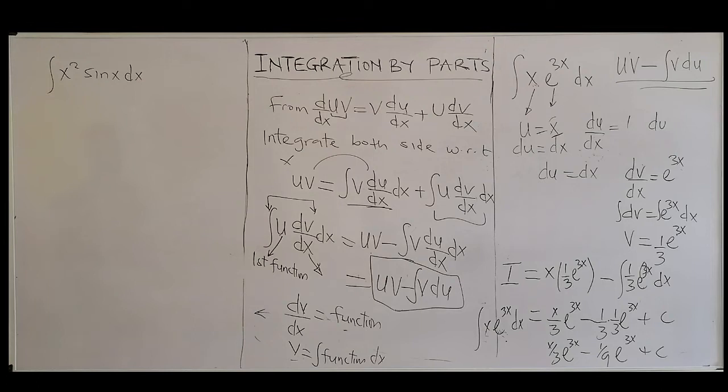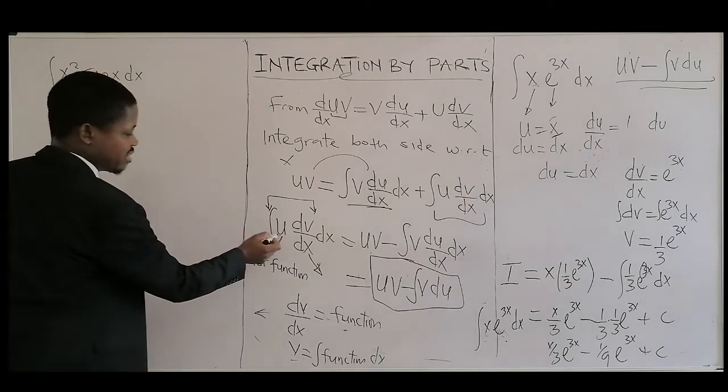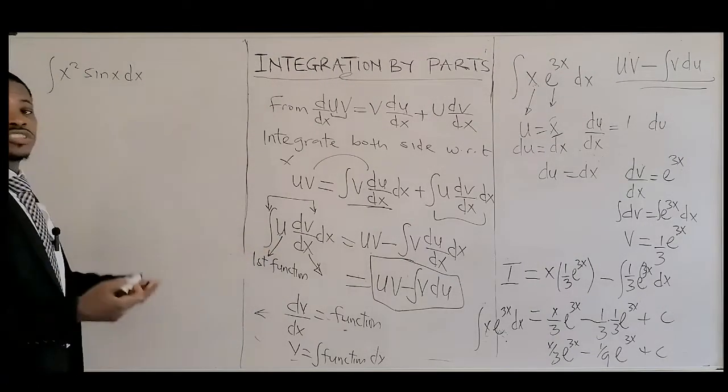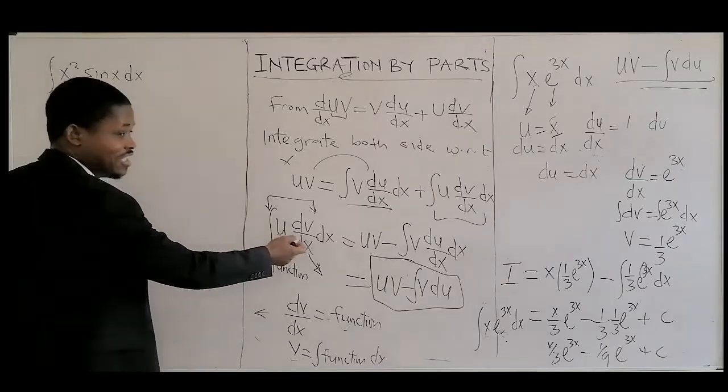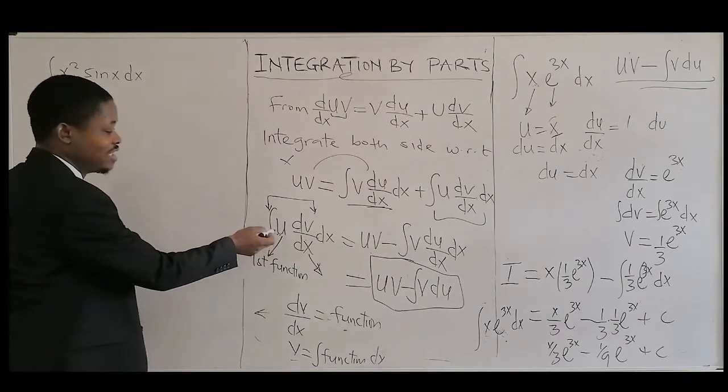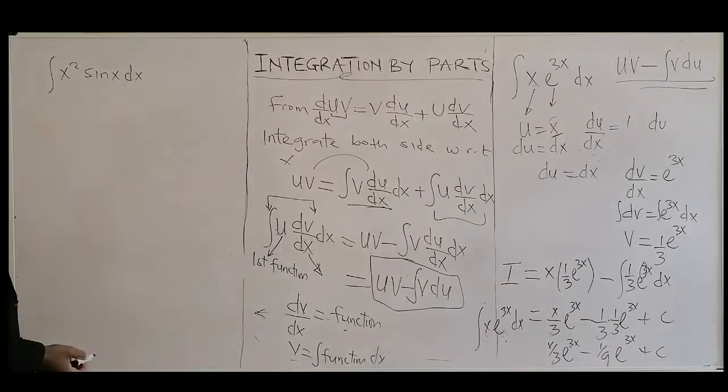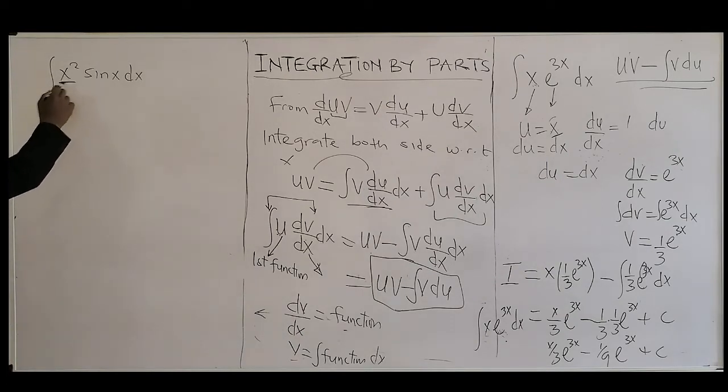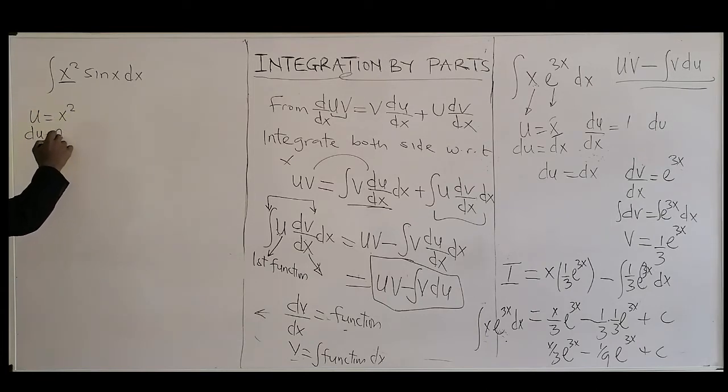Okay, if you look at the formula, we said the first one is always your u, but it's not in all cases. The second one can also be your u, where the first one can be your dv dx. Okay, so this is what we have now. It's easier to differentiate this one. u is x squared, so du dx is 2x, because if you differentiate x squared, you get 2x.